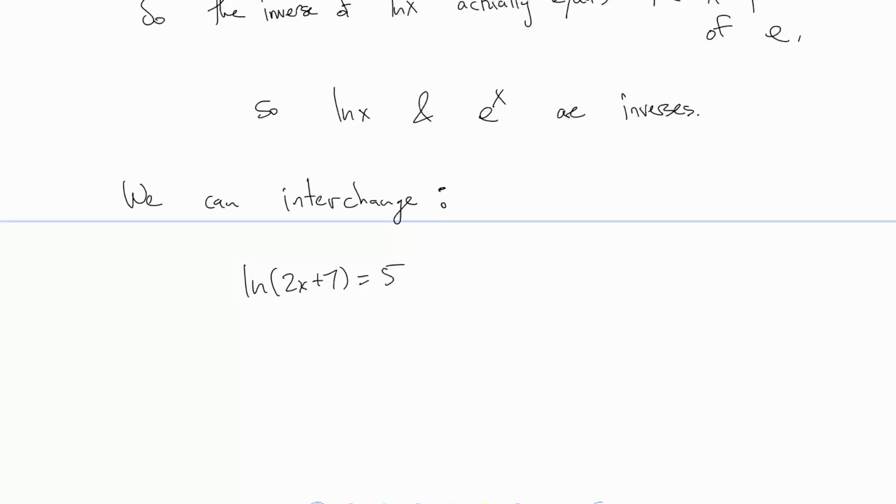You just have to write it the other way around. So this says log of this equals this. The other way around would be e to the this equals this, right? These two equations mean exactly the same thing. They are two different ways of writing the same fact, right?